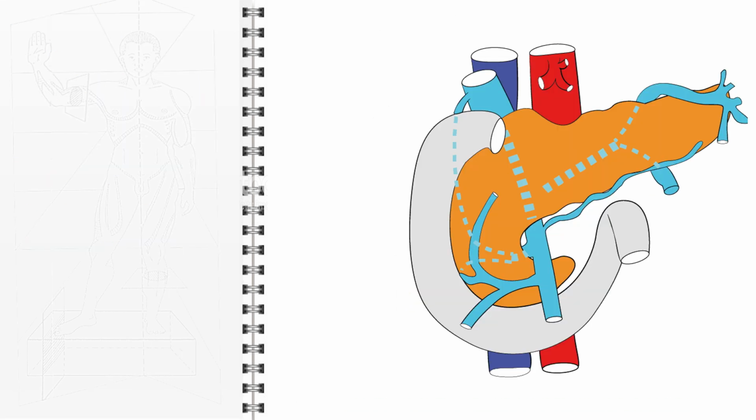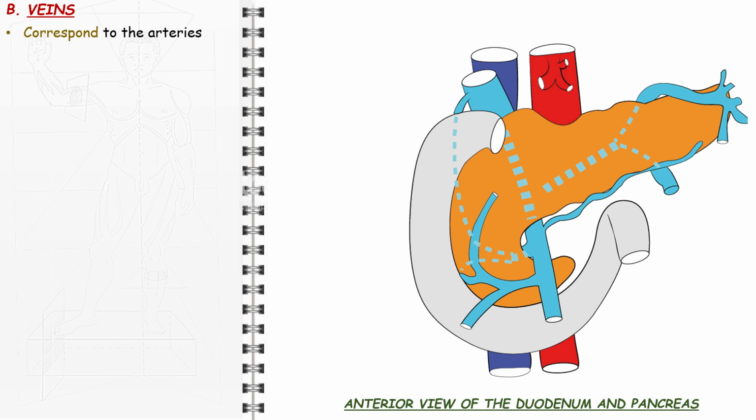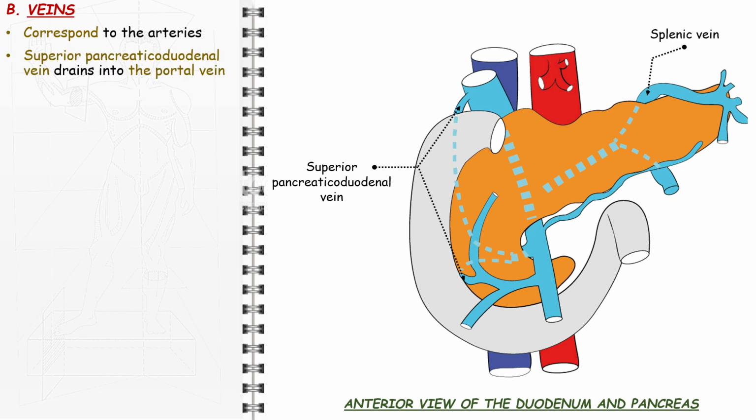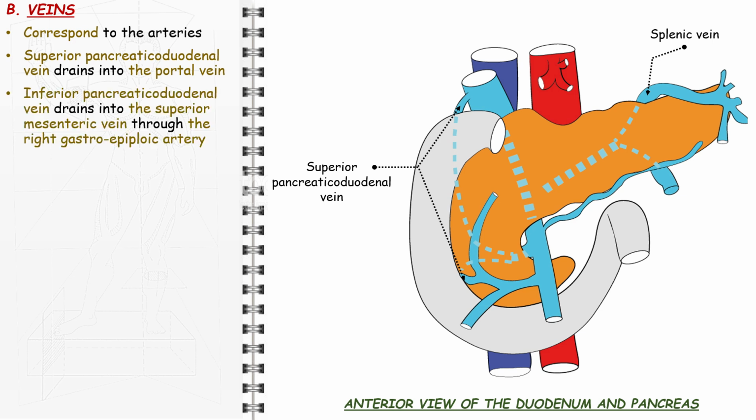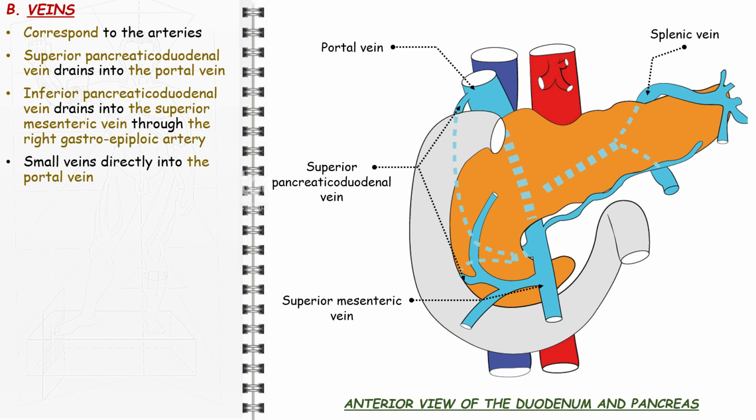The veins correspond to the arteries. The superior pancreaticoduodenal vein drains into the portal vein at the posterior surface of the head of the pancreas. The inferior pancreaticoduodenal vein at the anterior surface of the head of the pancreas drains into the superior mesenteric vein through the right gastroepiploic vein. The duodenum is drained, as well, by small veins that flow directly into the portal vein.